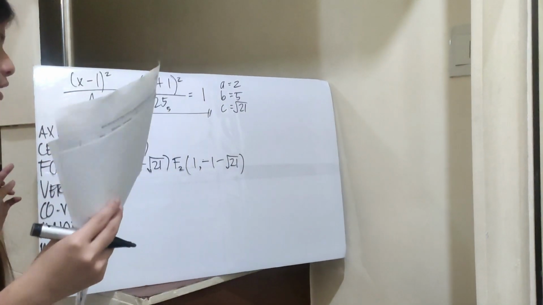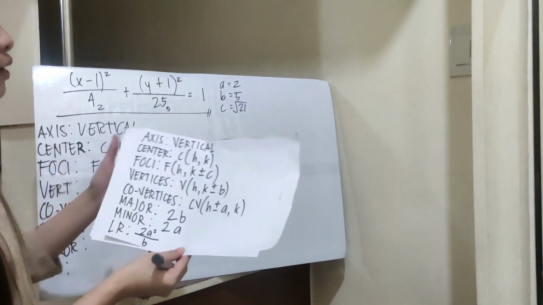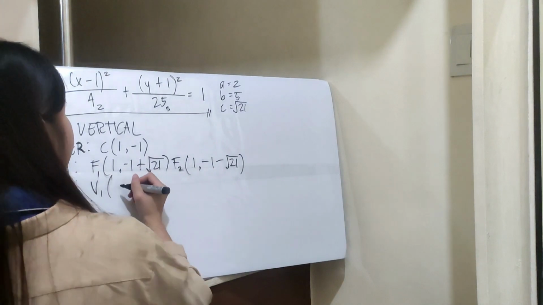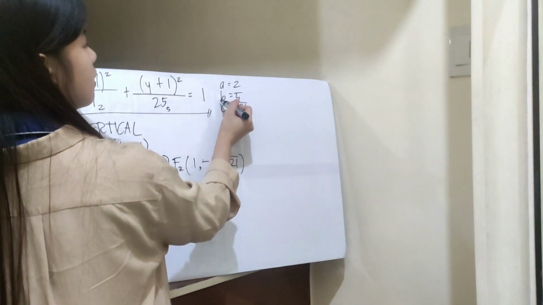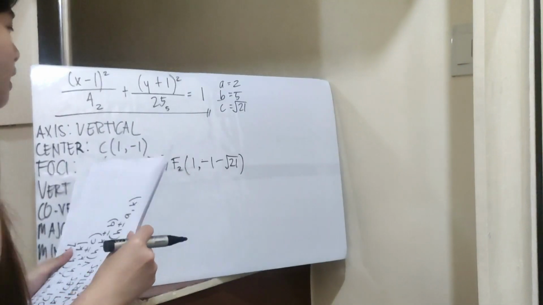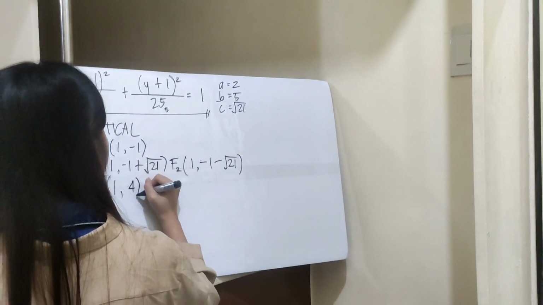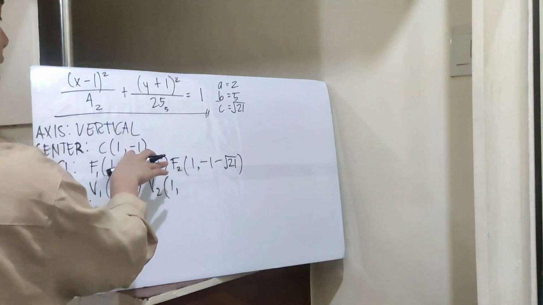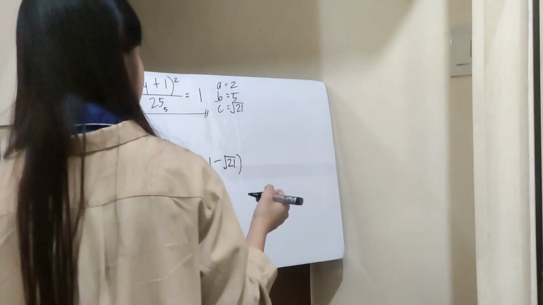Next, we will find its vertices, which is v1. We will use the formula we had earlier, which is h comma k plus minus b. Copy h, which is 1, k plus minus b, since we have the value here of b, we have negative 1 plus 5, which is positive 4. And then v2, we have copy h, and then negative 1 minus 5, which is equal to negative 6.